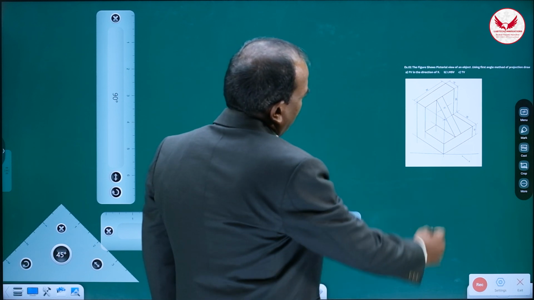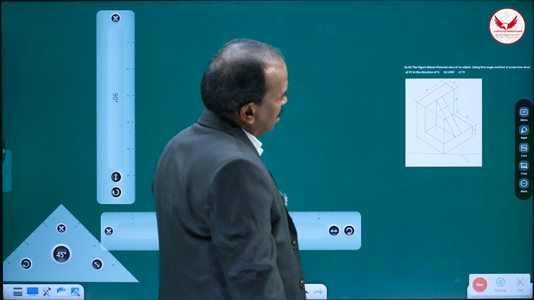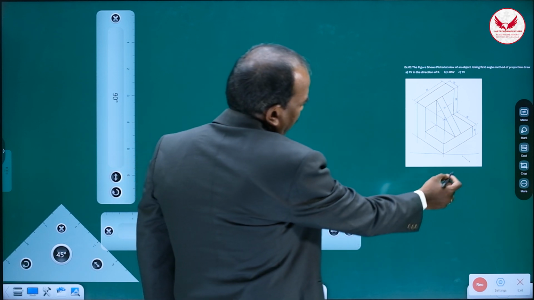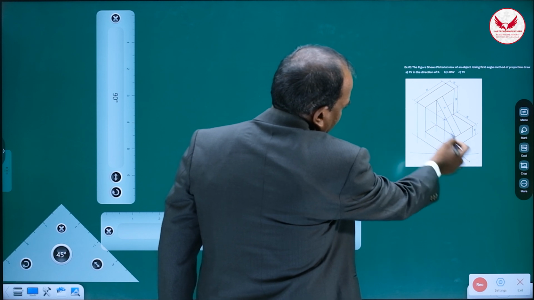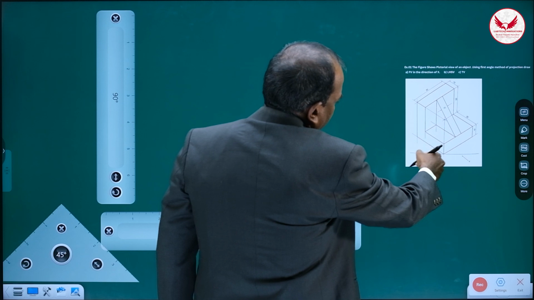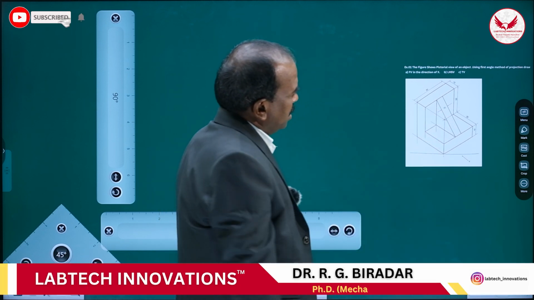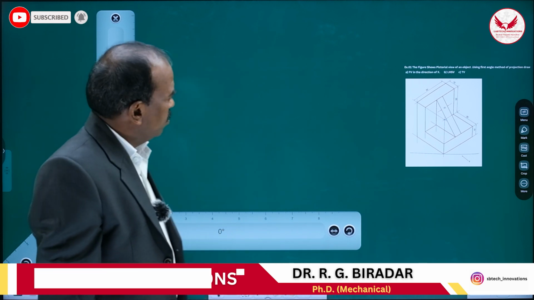The figure shows the pictorial view of an object. Using the first angle method of projection, draw the front view in the direction of X, which means this is the frontal direction. The left hand side view means you have to see in this direction and draw the left hand side view, and its top view. These three views we have to draw.